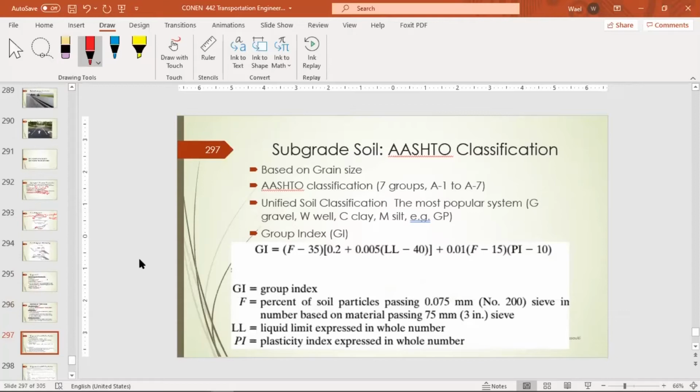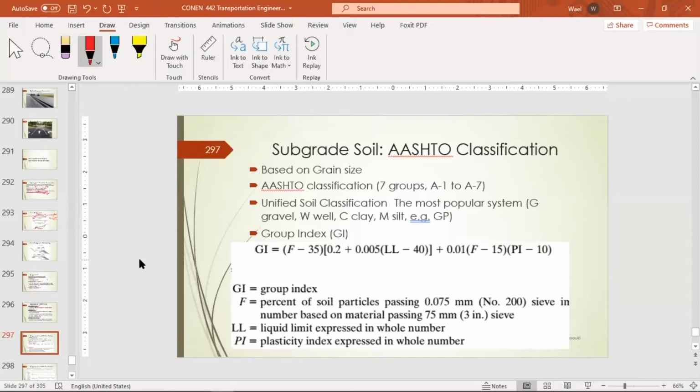The subgrade soil classification by AASHTO, I think you have taken this classification, correct? The unified soil classification. Yes, we take it. It's based on grain size, and it has 7 groups from A1 to A7. For the unified soil classification, the most popular symbols are G, gravel, W, well graded, C, clay, M.